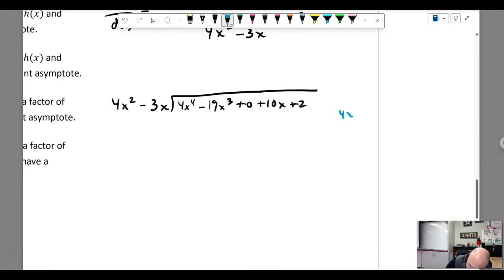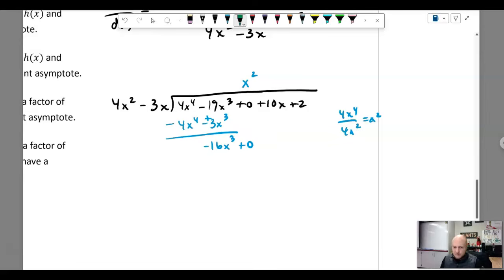So 4x to the 4th divided by 4x squared gives us x squared. We'll distribute, and we get 4x to the 4th minus 3x to the 3rd. And we'll change our signs to give us a negative 16x cubed plus 0. And then we're going to go ahead and repeat. So we get negative 16x cubed divided by 4x squared gives us negative 4x.